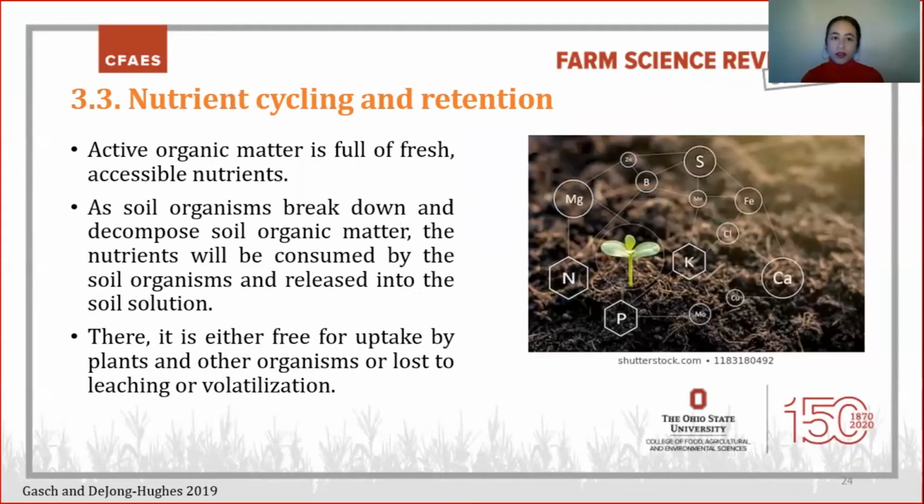Nutrient cycling and retention. Now, active organic matter is full of fresh and accessible nutrients, and this is because of the microbes. The microbes are the ones that break down and decompose until we reach that soil organic matter. And then these nutrients will be consumed by the soil organisms, but they will also release them into the soil solution. Now, this is particularly important for crop production because plants will uptake the nutrients that are in the soil solution. So if no one is releasing those nutrients into the soil solution, then the plants will not be able to take the nutrients, because they have to be in the water for the plants to use. So they are either free for uptake by plants and other organisms, or they are lost by leaching and volatilization.